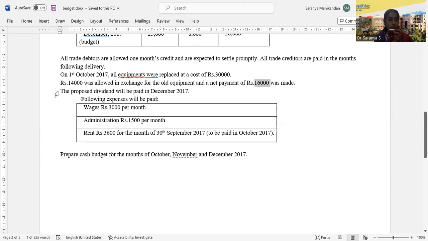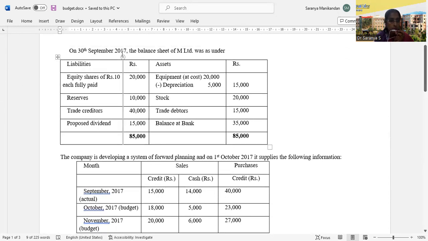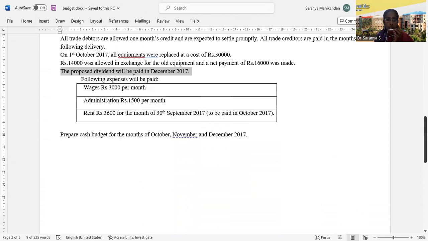And the next one is proposed dividend will be paid in December 2017. So this dividend amount is not given here. So we have to go back to the balance sheet. So here is the balance sheet of September 2017. There it is given proposed dividend is 15,000. So this 15,000 is just proposed. It's not the amount paid. So this 15,000 which was the proposed dividend got paid in the month of December 2017.